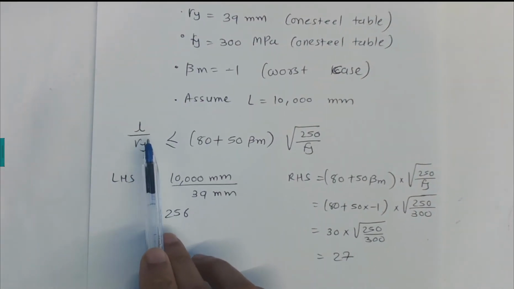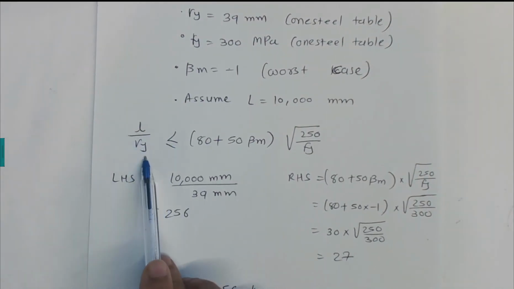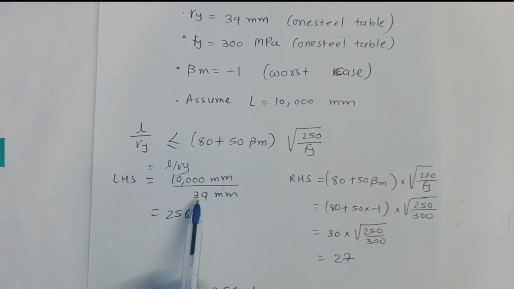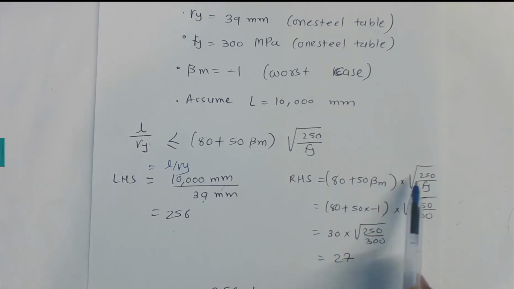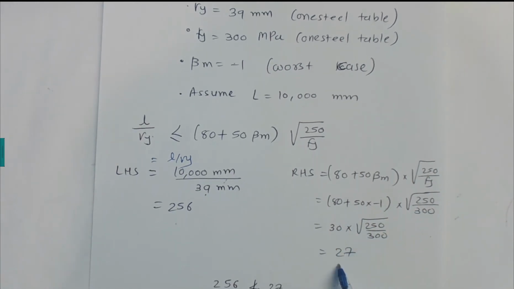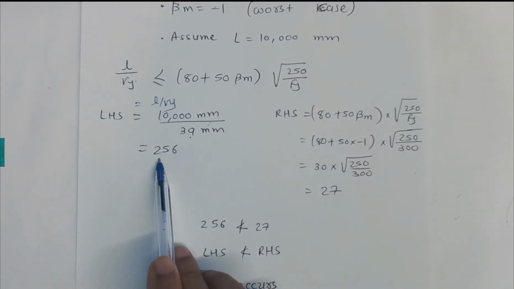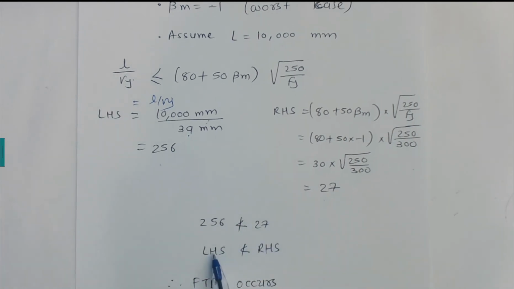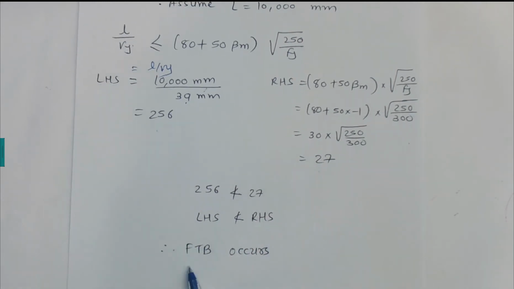So we substitute those values. Left hand side is L over Ry, and the length is 10,000 millimeters over 39 millimeters, which gives us 256. On the right hand side, 80 plus 50 times beta m times 250 over Fy. So 80 plus 50 times -1, times 250 over 300, that gives us 30 times 250 over 300, which is 27. So you can see 257 is greater than 27. It is not less than, and the left hand side is not less than the right hand side, so FTB occurs.